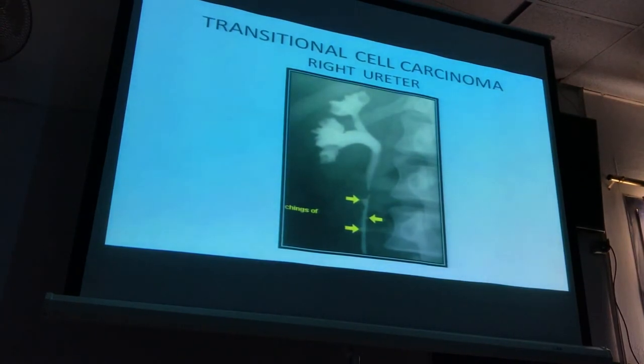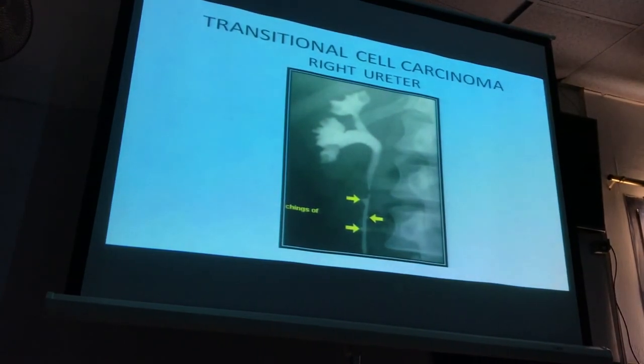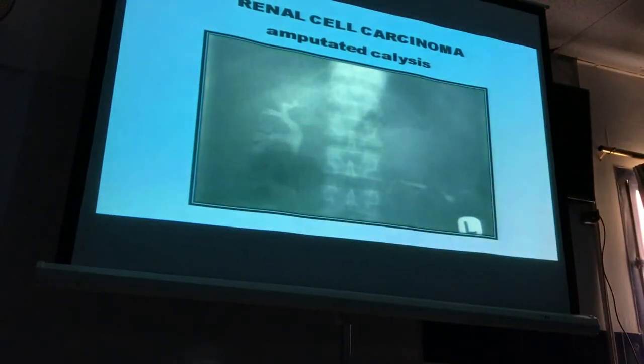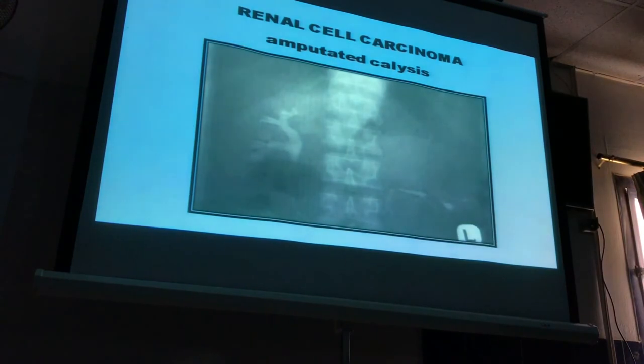You can see another place, the transitional cell carcinoma in the ureter. As you can see, there is a stricture here in the right ureter, and this stricture causing back pressure that leads to right hydronephrosis, and there is right hydroureter. Renal cell carcinoma, amputated calyx. As you can see, there is upper, middle, and lower calyx. The lower calyx is completely amputated by the renal cell carcinoma.